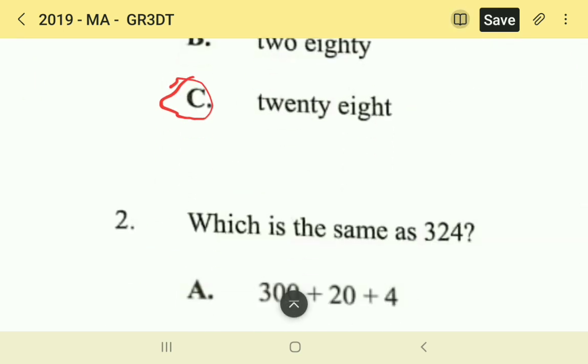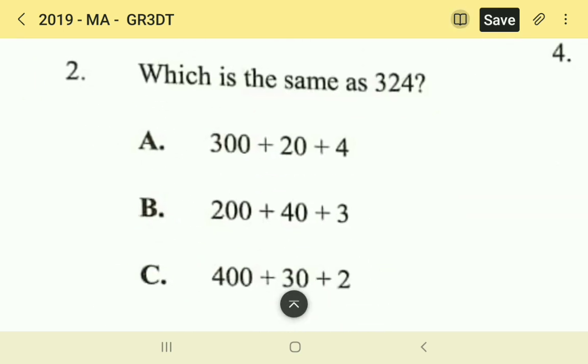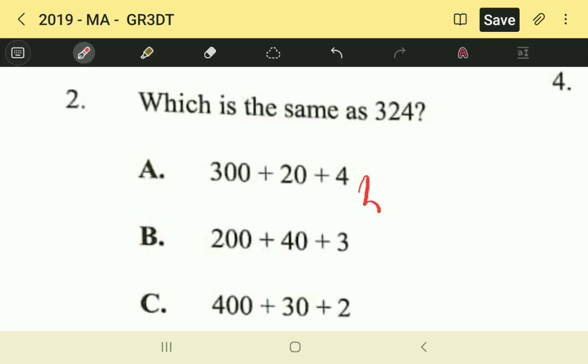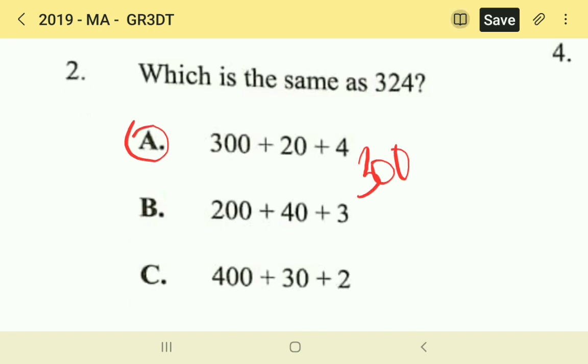Moving on. Number 2, which is the same as 324. So this is for you to expand. So you have your 300. You're looking for one starting out in 300, which is at A. No need to continue working out.